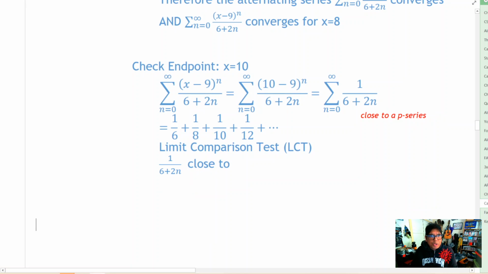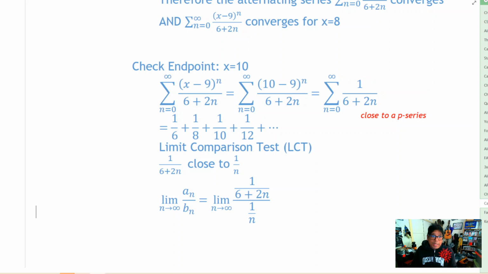Well, that's close to, we're just going to get rid of the 6 part because it doesn't have n in it. And then we don't really need the constant multiple 2, so we'll just get rid of the 2. And we've created the closest p-series, 1 over n. Now we just have to examine the ratio of our two series and take the limit. I always like to put my p-series on the denominator, and well, that's just habit.